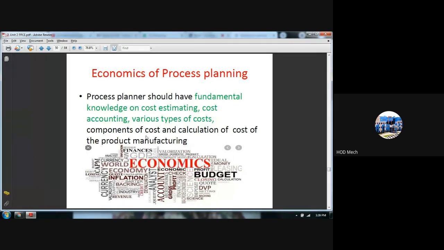If you are poor in economics, then you cannot have maximum profit in your process. So economics of process planning should also be known to you. You should also remember that you should have some basic ideology on economics of a process planning. Right? Do you understand that?